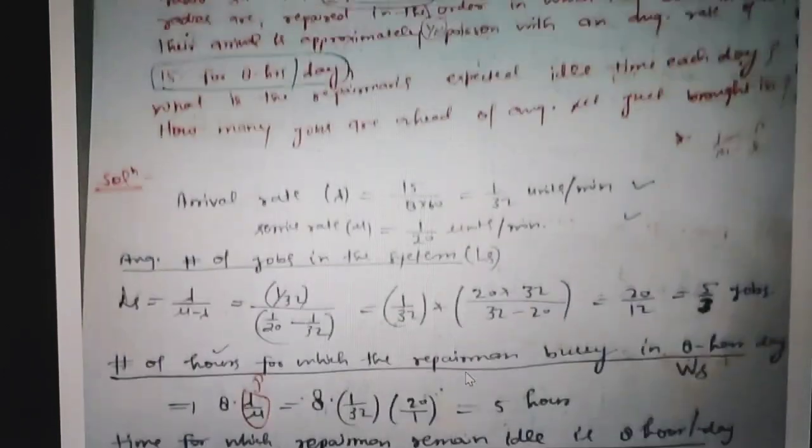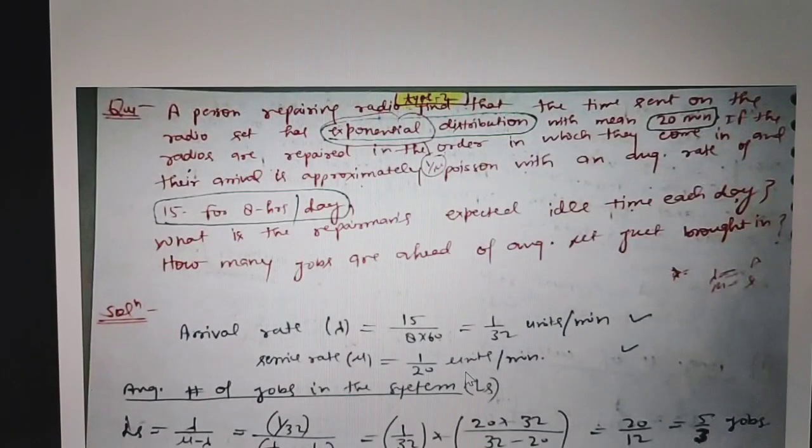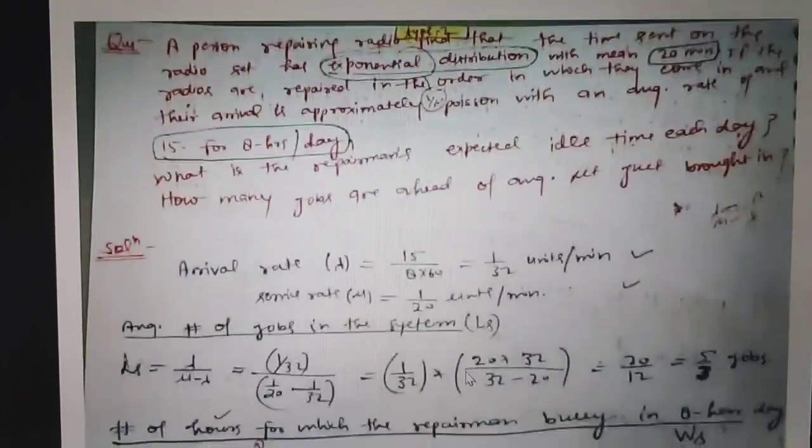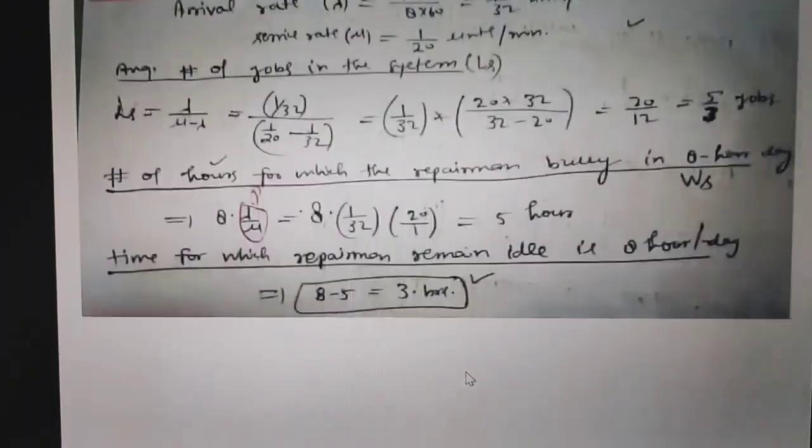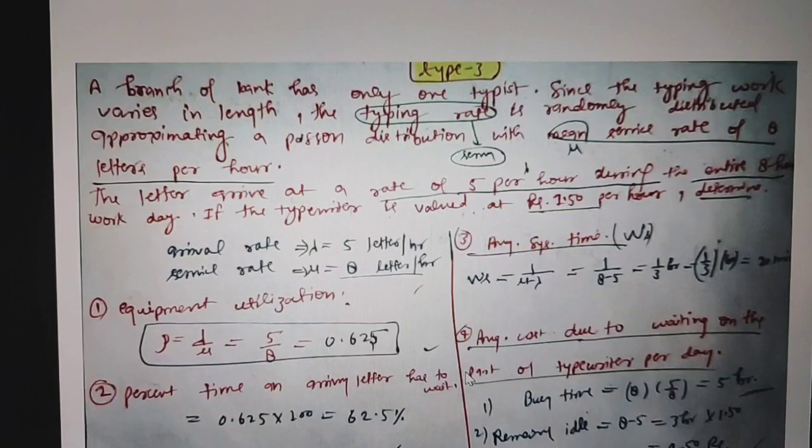So this is the type 2 problem for model 1 in queuing theory, and now the time for type 3 questions in model 1 only. For that I have taken this example. The type 3 problem states that a branch of a bank has only one typist. Since the typing work varies in length, the typing rate is randomly distributed, approximately a Poisson distribution. So it is clear that our distribution is following a Poisson distribution with a mean service rate of 8 letters per hour. The letters are arriving at a rate of 5 per hour during the entire 8 hour work day.